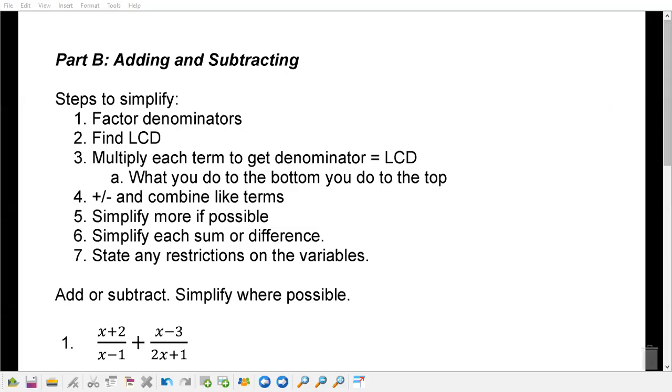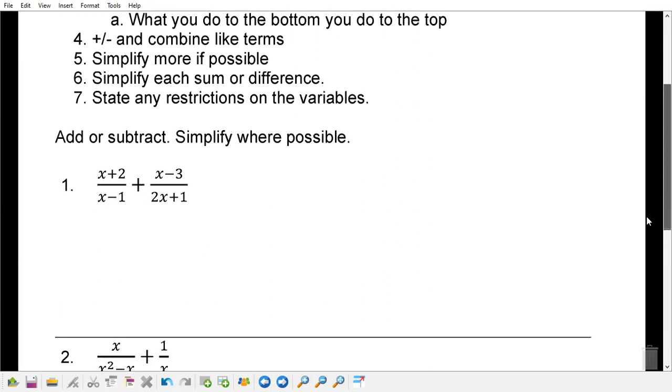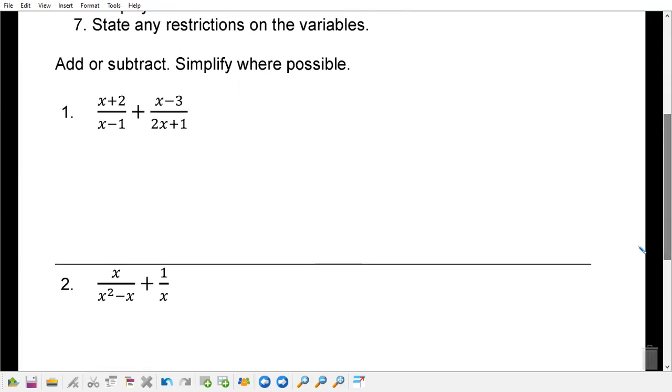Okay, so add or subtract, simplify where possible. Looking at our first example, we have x plus 2 divided by x minus 1 plus x minus 3 divided by 2x plus 1. So step 1 says to factor our denominators. When we look at our denominators, they are factored. So step 1 is good to go. Step 2 says to find our LCD. Because they're factored, our LCD equals x minus 1 and 2x plus 1, right?